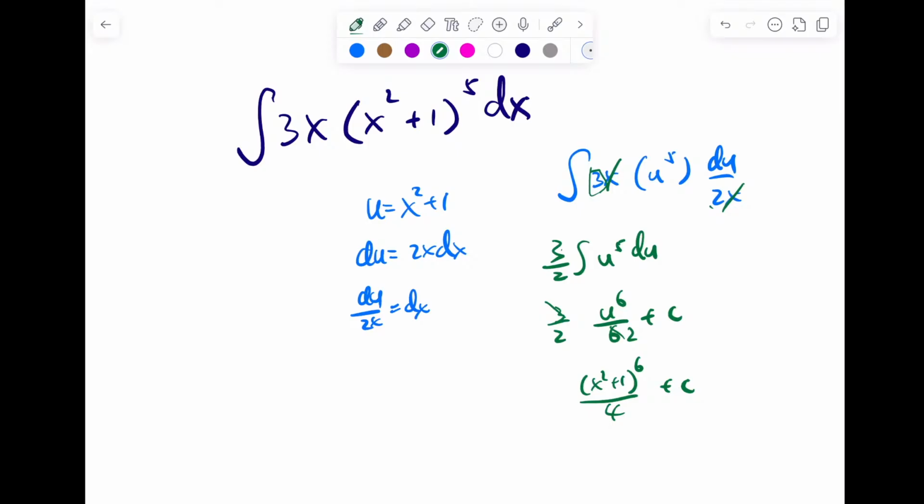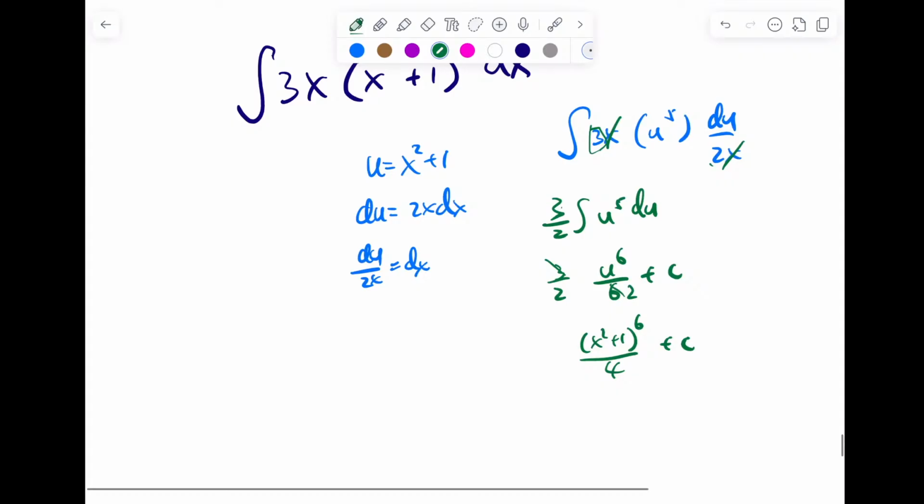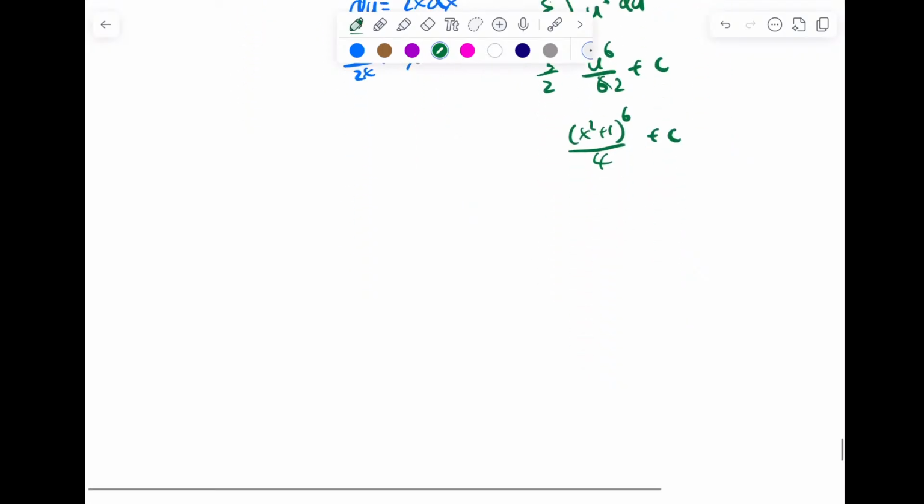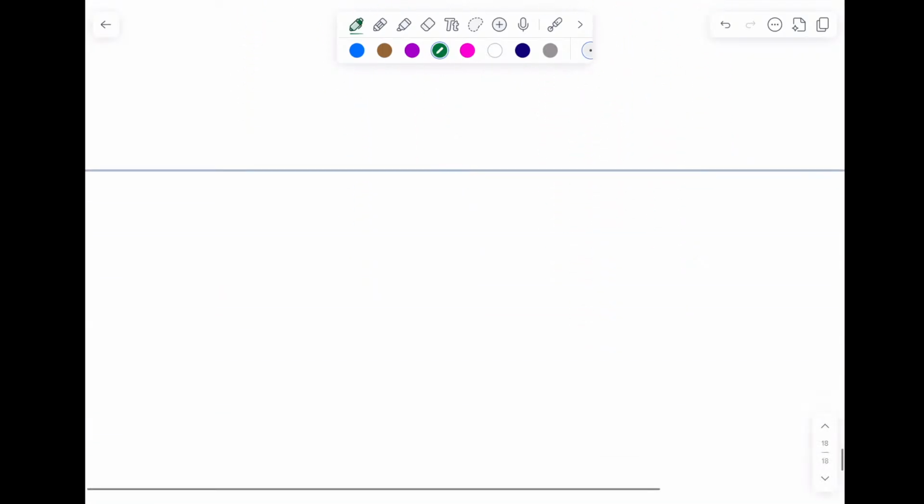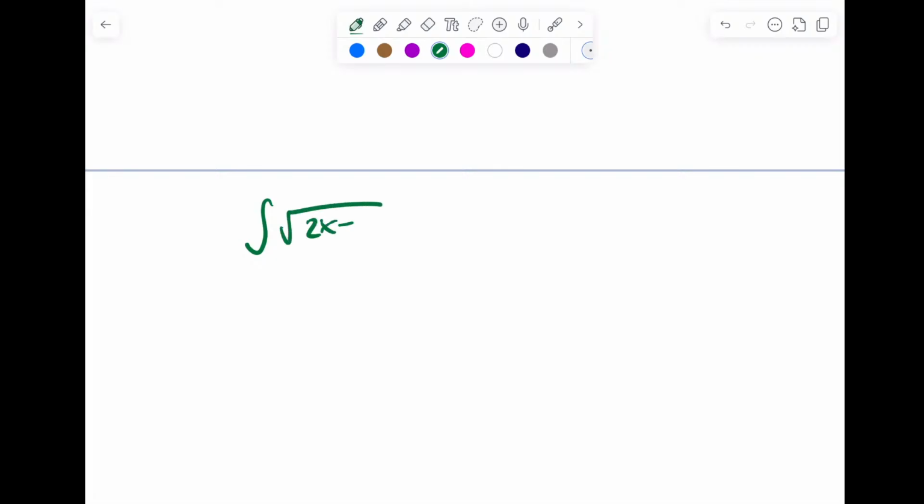Yes, Hannah. U will be more general because most of the time people are going to use u, and if you use a different letter, like if you say you want to use w substitution, it doesn't mean it's wrong. Math people usually will recognize that, but I would just do u because it will make it easier for graders to grade. Okay, so what about the integration of 2x minus 1?